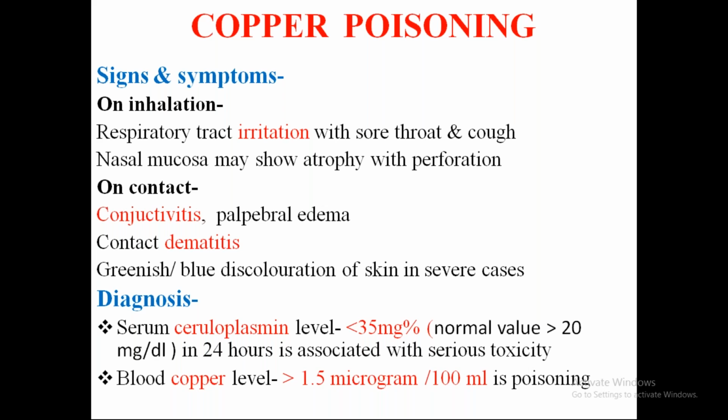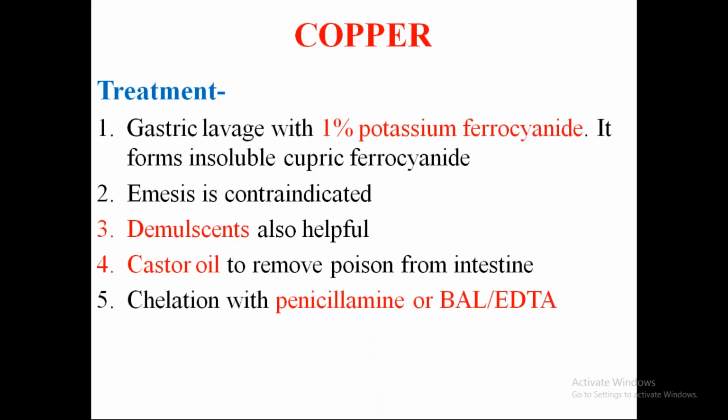So please correct it. And then blood copper levels of greater than 1.5 micrograms per 100 ml is suggestive of poisoning. So we can measure the bound copper called ceruloplasmin, or we can also measure the copper metal or element itself in the blood. If the metal is greater than 1.5 micrograms per 100 ml, it suggests the patient is suffering from poisoning. If the ceruloplasmin levels are greater than 35 micrograms percentage in 24 hours, then also it suggests that poisoning is present.